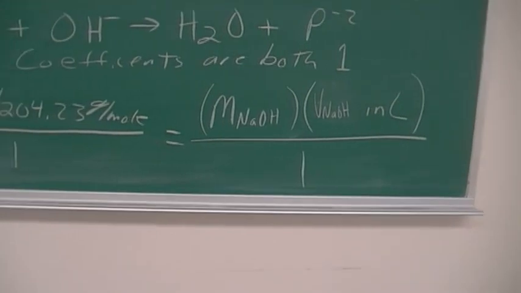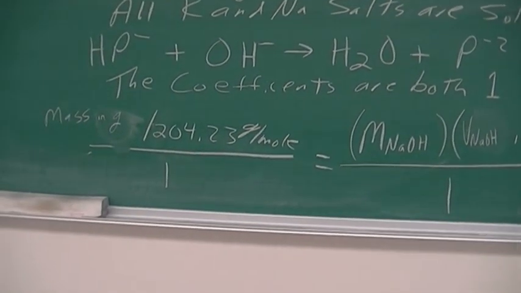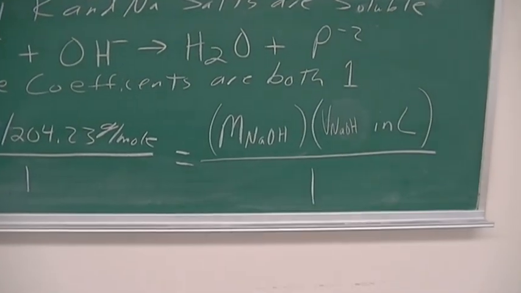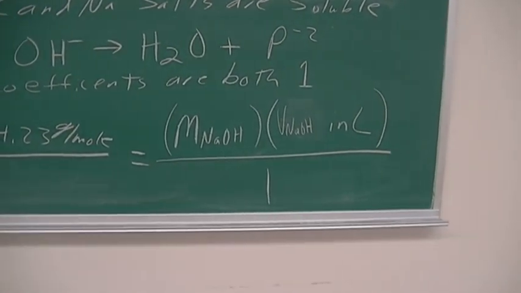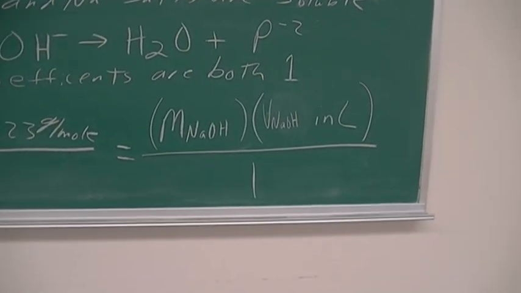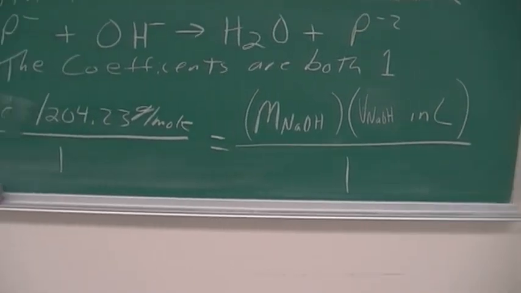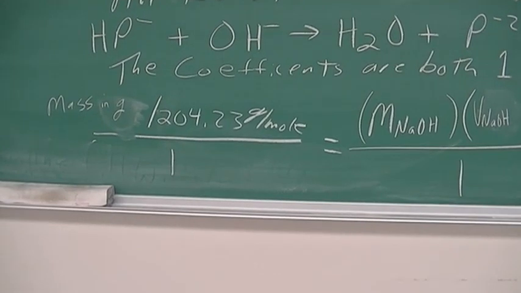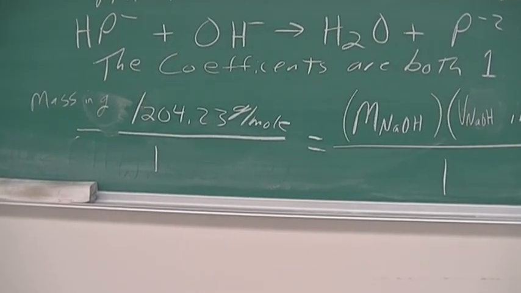When you take your mass and divide by your molar mass, that gives you moles. To solve for the molarity of NaOH, you divide both sides by your volume of NaOH in liters, and that will give you moles per liter, which is the molarity of your NaOH.